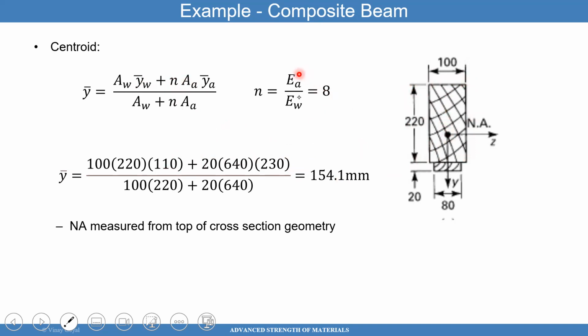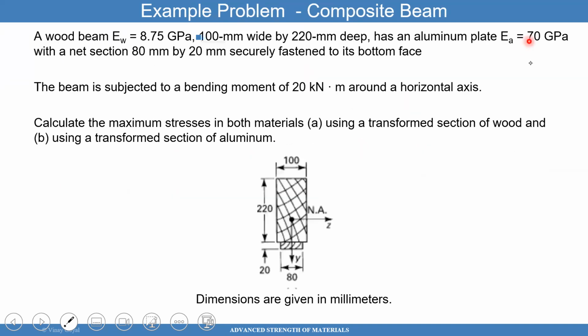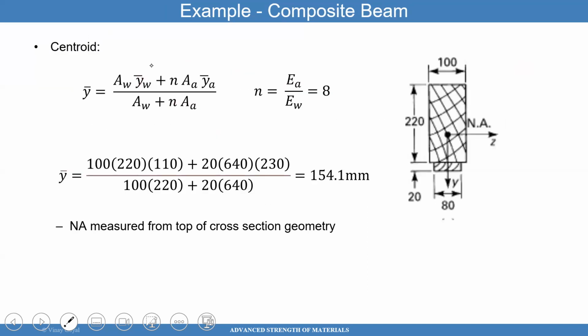And can be easily calculated. We were given 70 divided by 8.75 will give exactly 8. So that's what goes there is the 8. Now, what is the area of this aluminum cross section? That's 80 times 20.